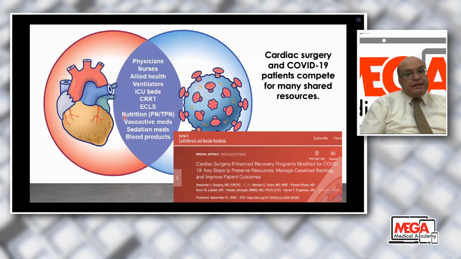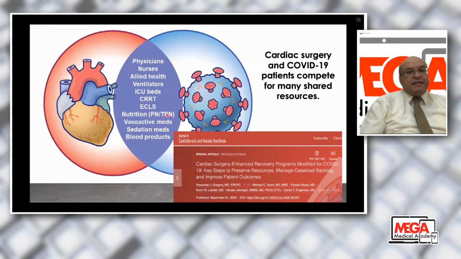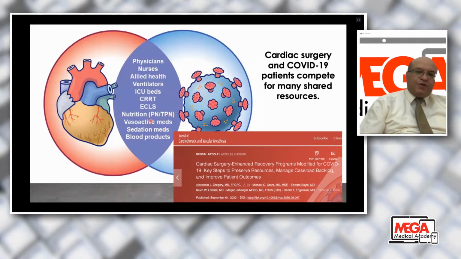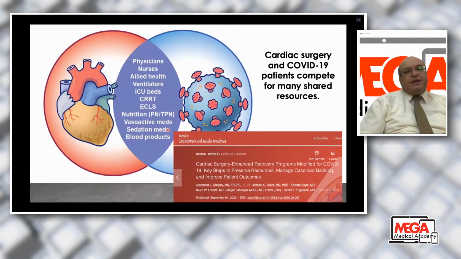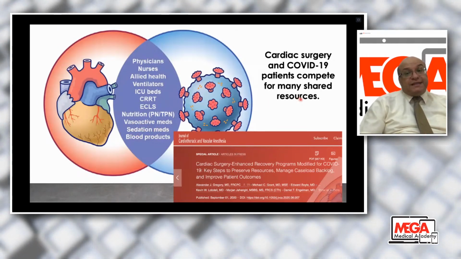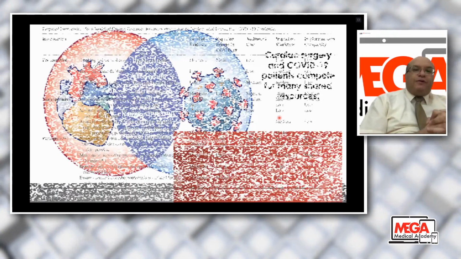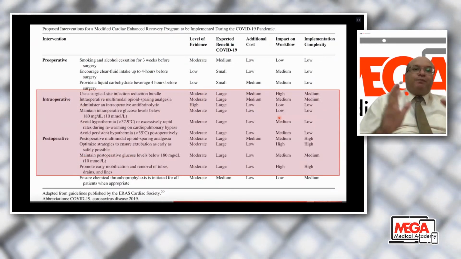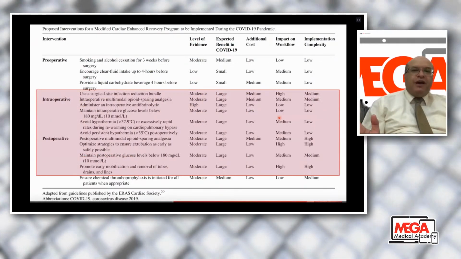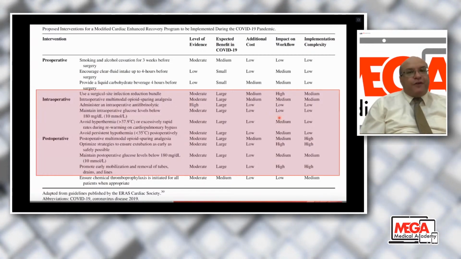Also, we might have a shortage in medications and nutrition, such as total parenteral nutrition, vasoactive meds, or sedation meds, or even blood products. So we need to look at whether the protocol of the Society of Enhanced Recovery after Cardiac Surgery could be extended or be helpful for patients undergoing cardiac surgery with suspected or confirmed COVID.